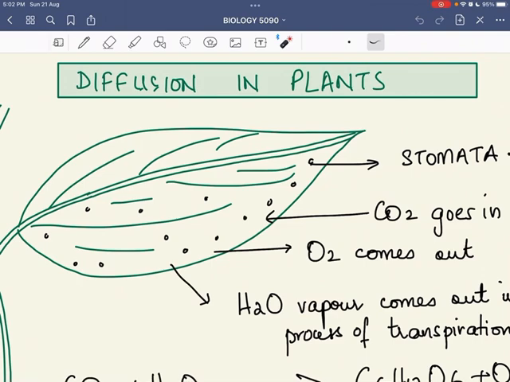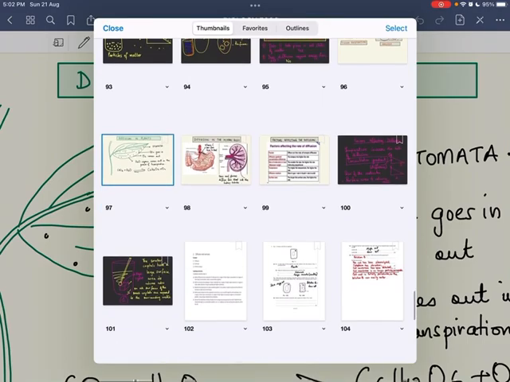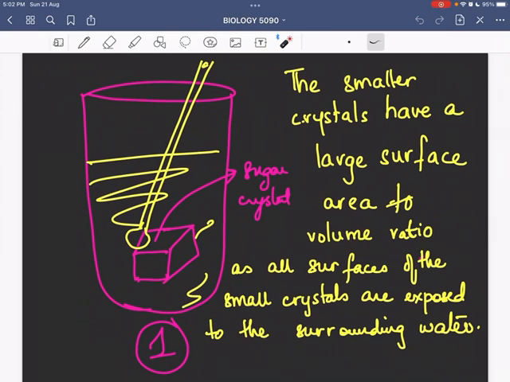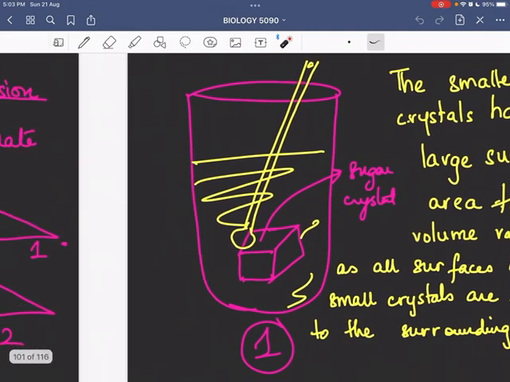This can be easily compared to the example of a big sugar crystal and a small sugar crystal. If I ask you to dissolve a big sugar crystal in a glass of water by means of a stirrer, it will take some time for this big crystal to dissolve. Whereas on the other hand, if I give you very tiny sugar crystals, they will dissolve very quickly. So the main difference is because of the surface area. The surface area to volume ratio of the tiny crystals is much more as compared to the surface area to volume ratio of the big crystal. So that is why the smaller crystals will dissolve quickly as compared to the large crystals.